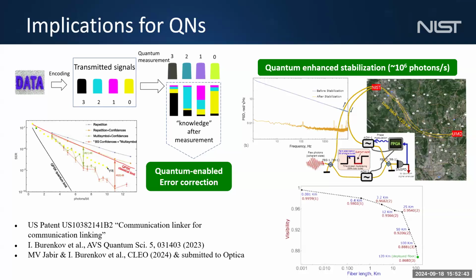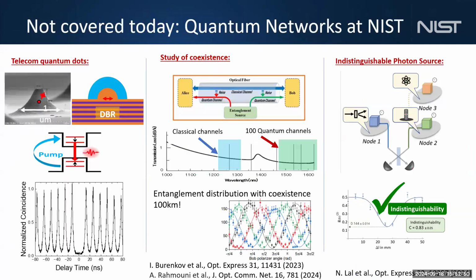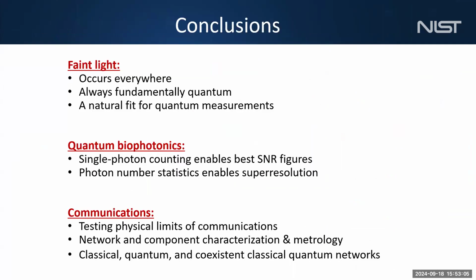That's only 5 orders of magnitude better than the state of the art. So with that, what I didn't cover was my work on quantum networks at NIST. This is the most vibrant work at this point. There are many things that we're doing, very, very exciting. Come talk to me about those, or just write me an email. I will be able to respond to you guys on that. And those are my conclusions.